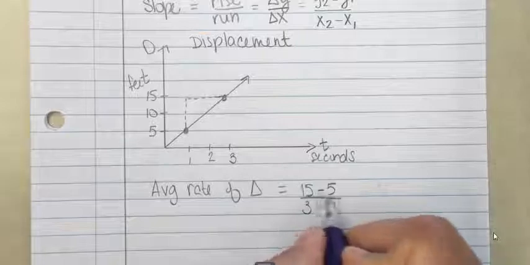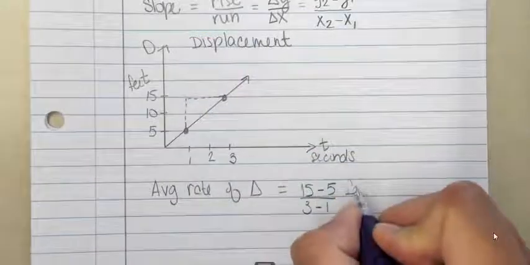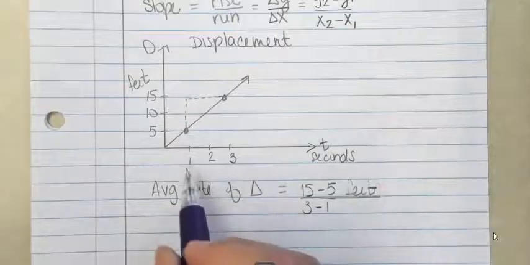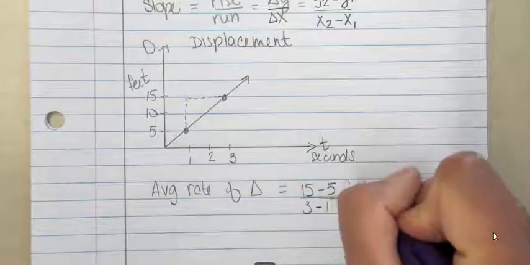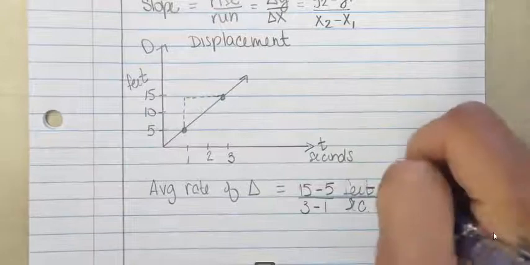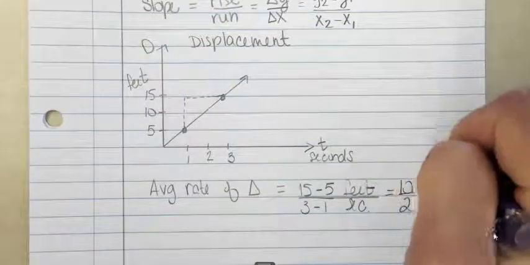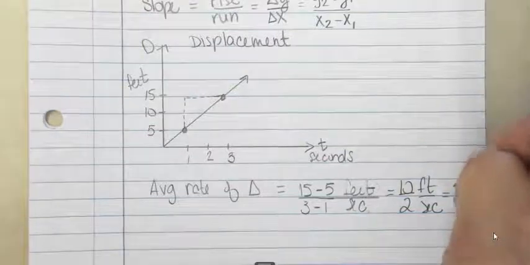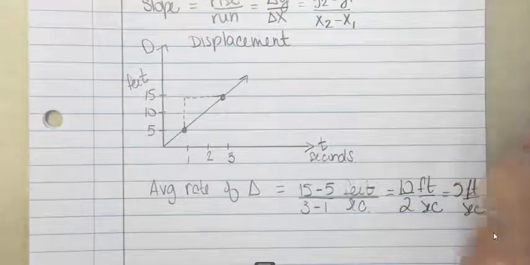So it's 15 minus 5 feet, and then it's 3 minus 1 seconds. So it's feet per second. So it's going to be 10 over 2 feet per second, or 5 feet per second.